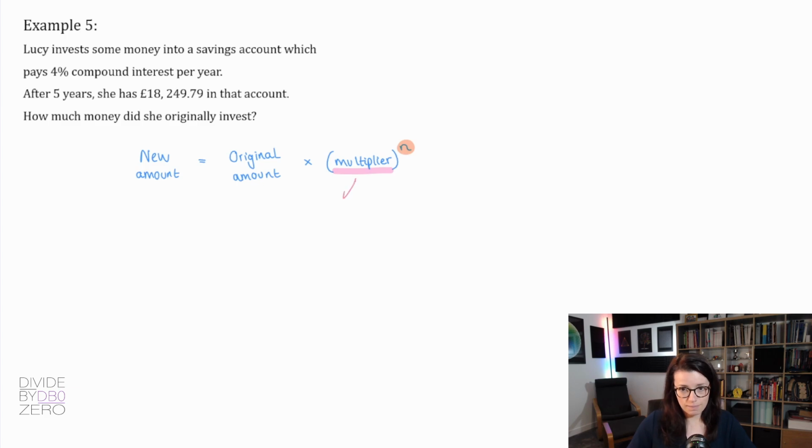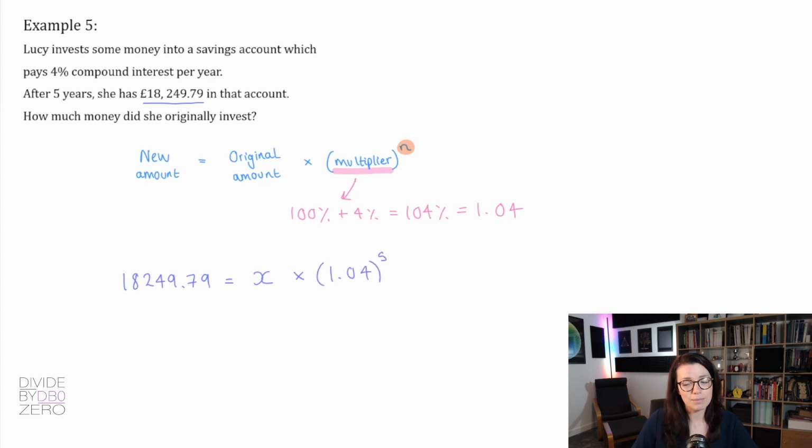So let's sort out the multiplier. In this case, it's a savings account with compound interest, so percentage increase. 100% plus 4% gives 104%, or 1.04. And then we can use the formula, but just be careful to put the numbers in the right place. So for example here, the new amount we actually know this time is 18,249.79. The original amount is what we want, so I'm going to label that as X, as an unknown, times 1.04 to the power of 5, because we do know that she invested the money for 5 years.